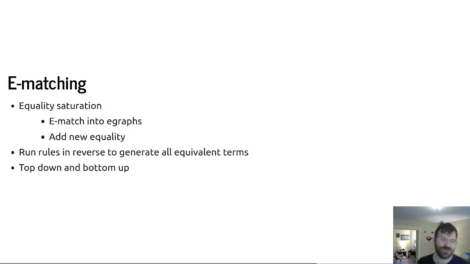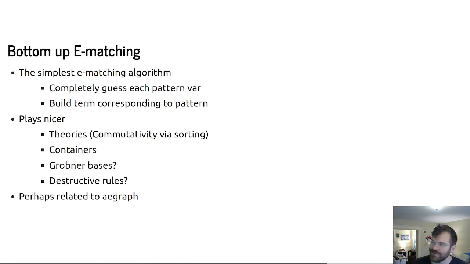And in particular, there's top-down and bottom-up e-matching. And I wanted to make a few quick comments about bottom-up e-matching because I think it's really interesting, and I could deliver a whole talk, and maybe I will, about bottom-up e-matching. So it's the simplest e-matching algorithm. And here's how it works. You have a pattern, and it has a bunch of variables in there, a bunch of holes that you're going to seek inside the eGraph. What you can do is just completely guess each pattern variable.